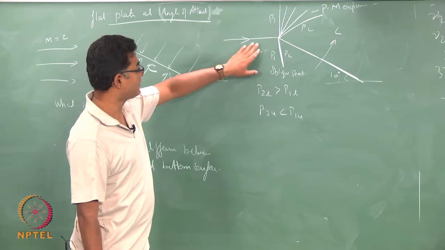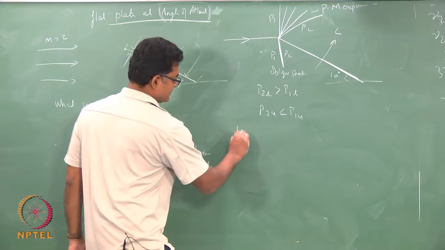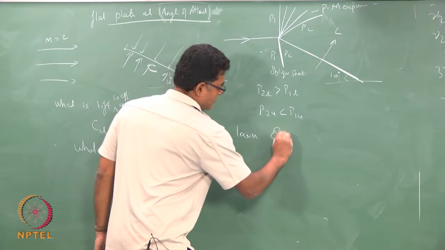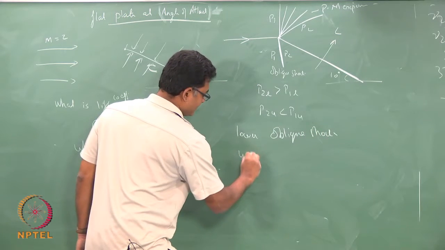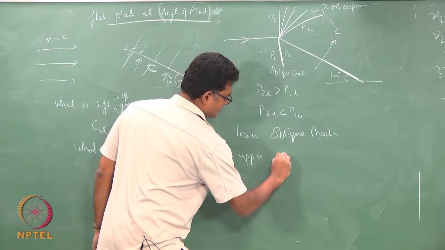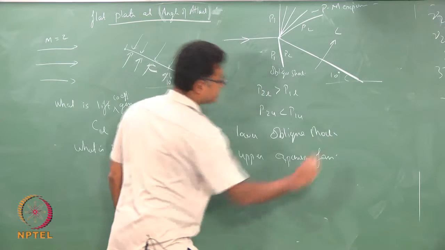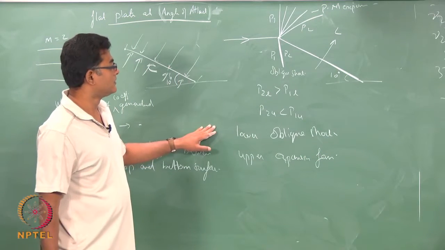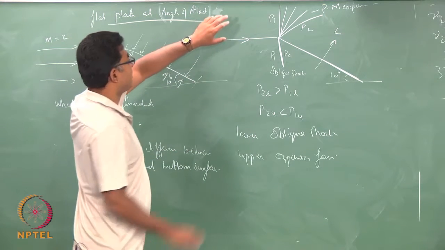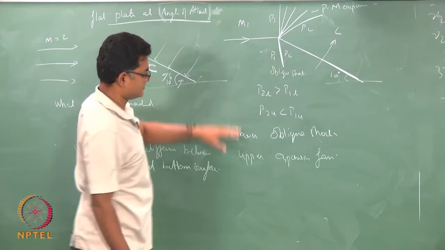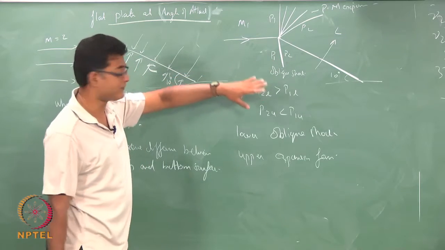So, it is an easy problem. You have M1 given. For the lower surface, oblique shock; for the upper surface, expansion fan. M1 is given, so it's very easy to find the other quantities as we had done before.